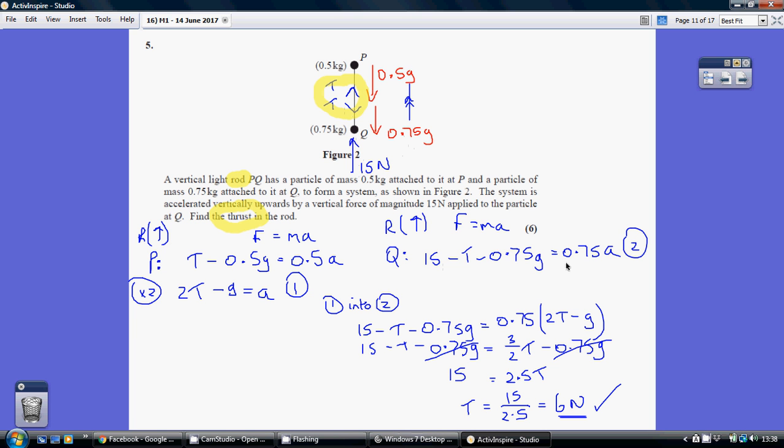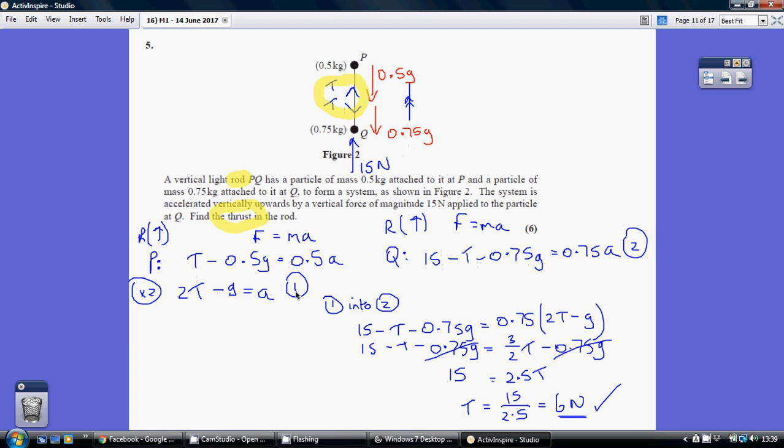Now, I want to eliminate. Well, no, I've got to solve this simultaneous equation. So I'm using this Q1 as is, so I'm calling that equation 2. Back over to this one on the left. I want to make A the subject, so I'm choosing to multiply through by 2. So doubling everything, I'd get 2t minus g equals A, and I'm calling that equation 1.